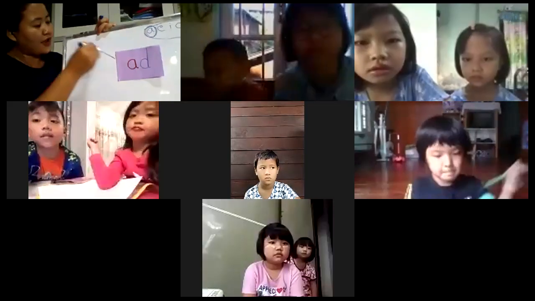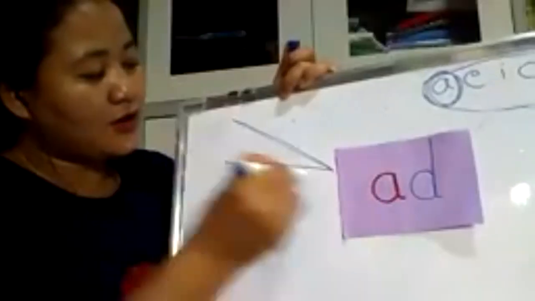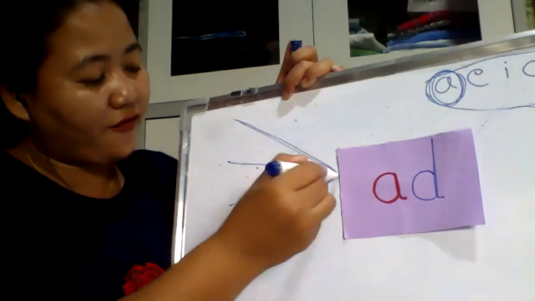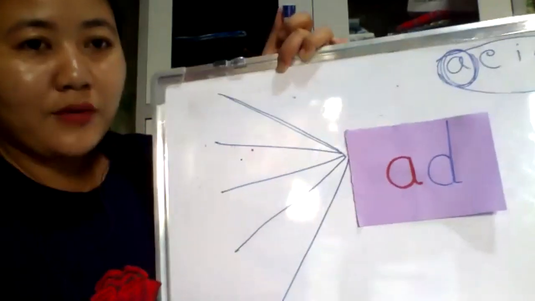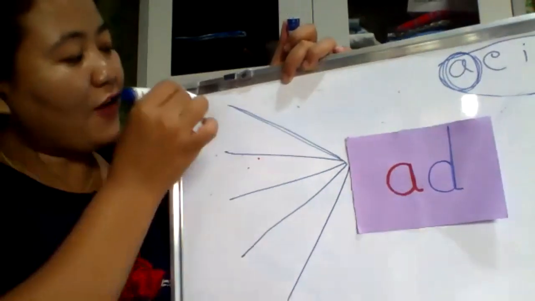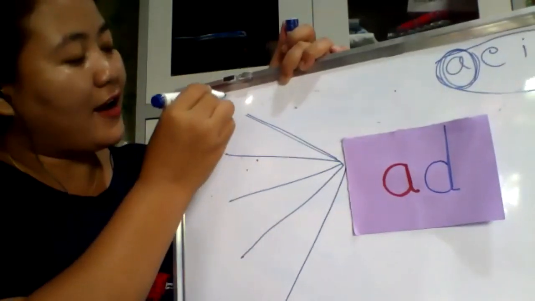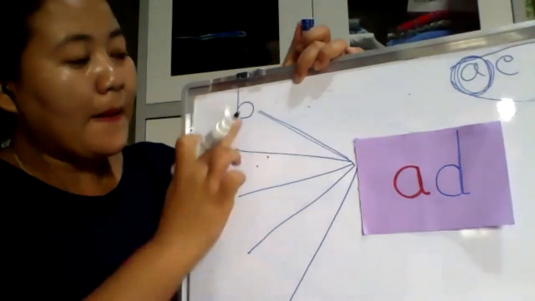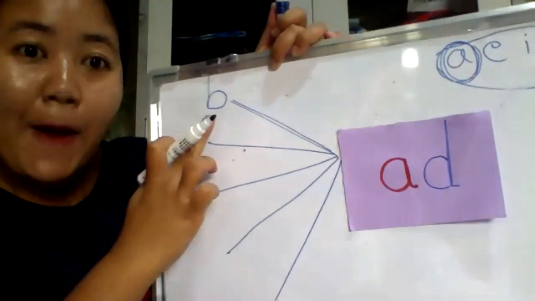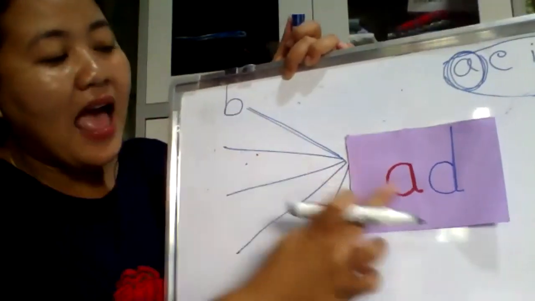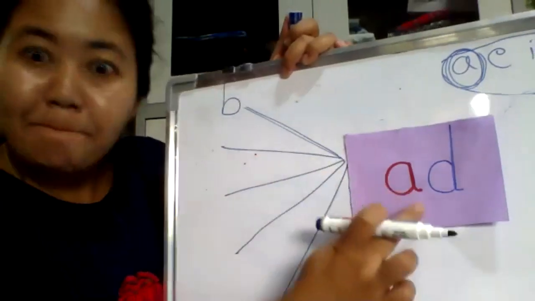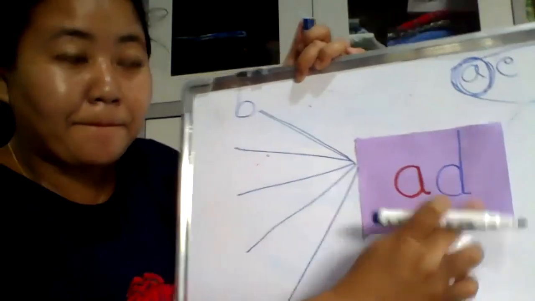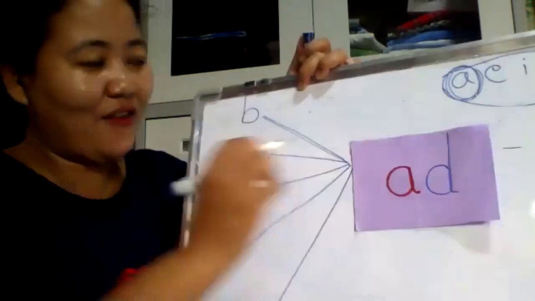Add. So Miss Lunbi is going to write. One consonant, two consonant, three consonant, four consonant, five consonant. I'm going to write five consonant. First of all, B sound. B. Add. Bad. Very good. Bad.